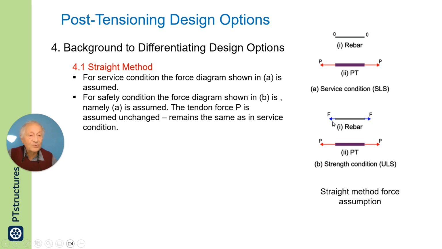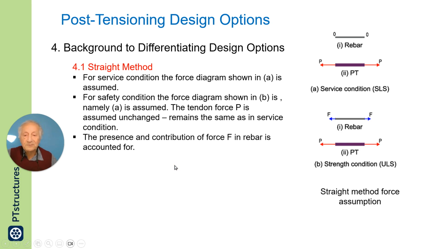But rebar goes to F. What is the difference? In this method, we do not account for increase in tendon force in safety. It is the same. That simplifies the design dramatically, as we will see shortly. The presence and contribution of force F in rebar is accounted for. That is for strength. This is accounted for.